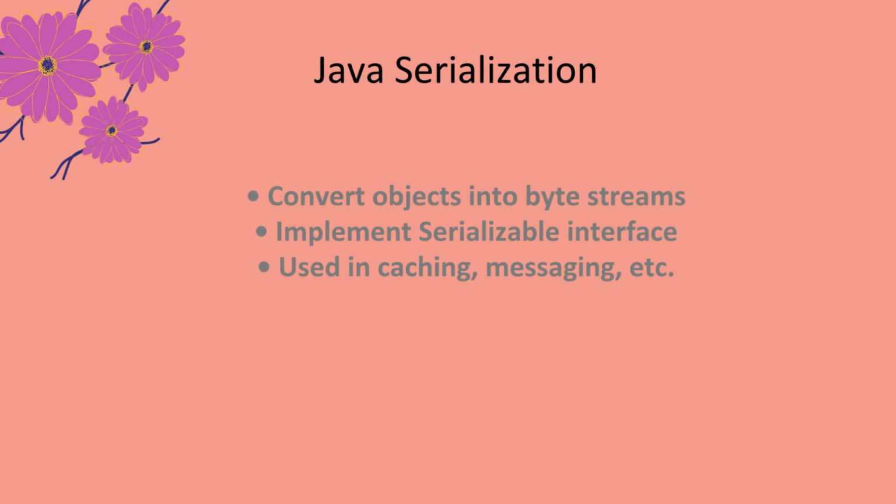For instance, it's widely used in caching systems to store and retrieve complex objects quickly, in messaging queues for transmitting objects between different processes or applications, and in remote method invocation (RMI) to pass objects across network boundaries. It provides a convenient way to persist the state of objects and exchange them between different Java applications, enabling robust communication and data persistence solutions.